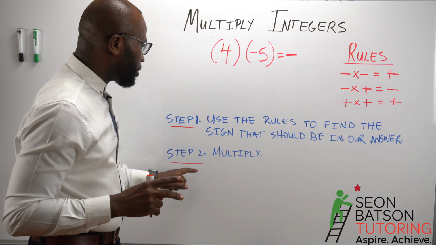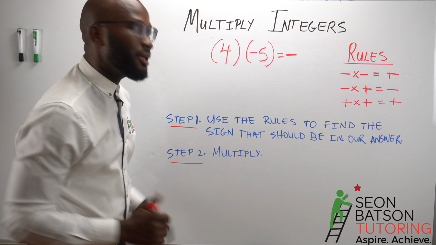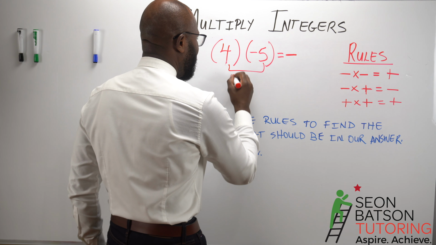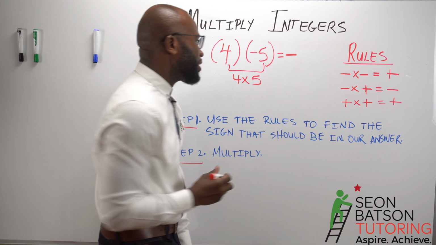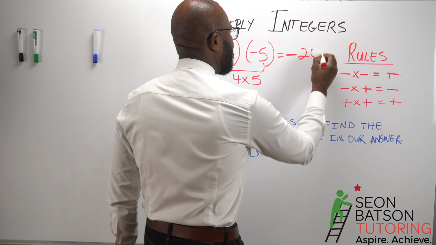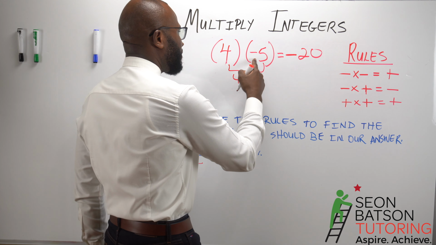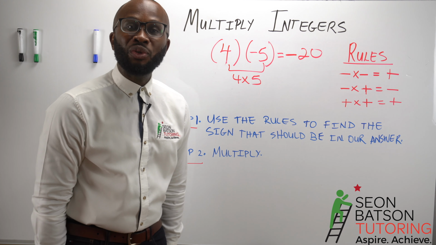Then step 2, we are going to multiply. We do 4 times 5. And what is 4 times 5? Oh, very good, 20. So positive 4 times negative 5 will give us negative 20.